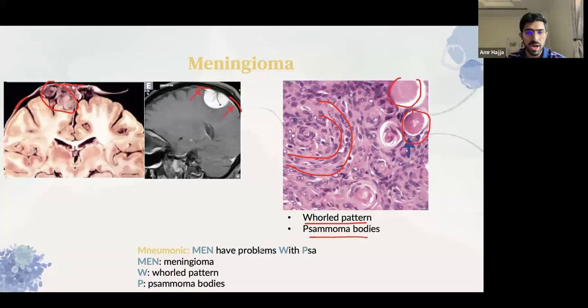Okay? A mnemonic to remember meningioma is men have problems with PSA. PSA is the prostatic antigen. So men for meningioma have problems with W standing for whorled pattern, and PSA standing for psammoma bodies. Okay?